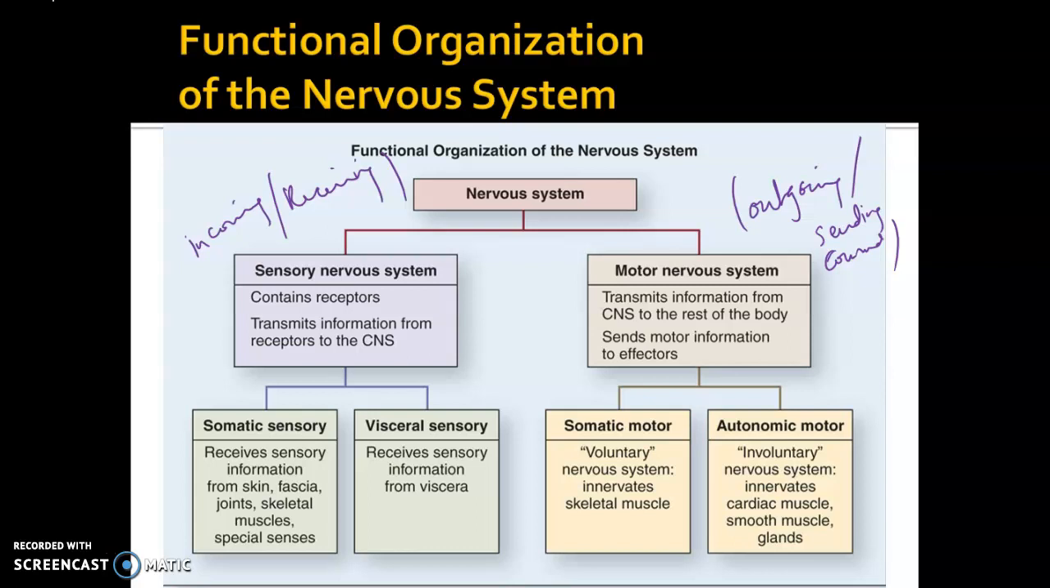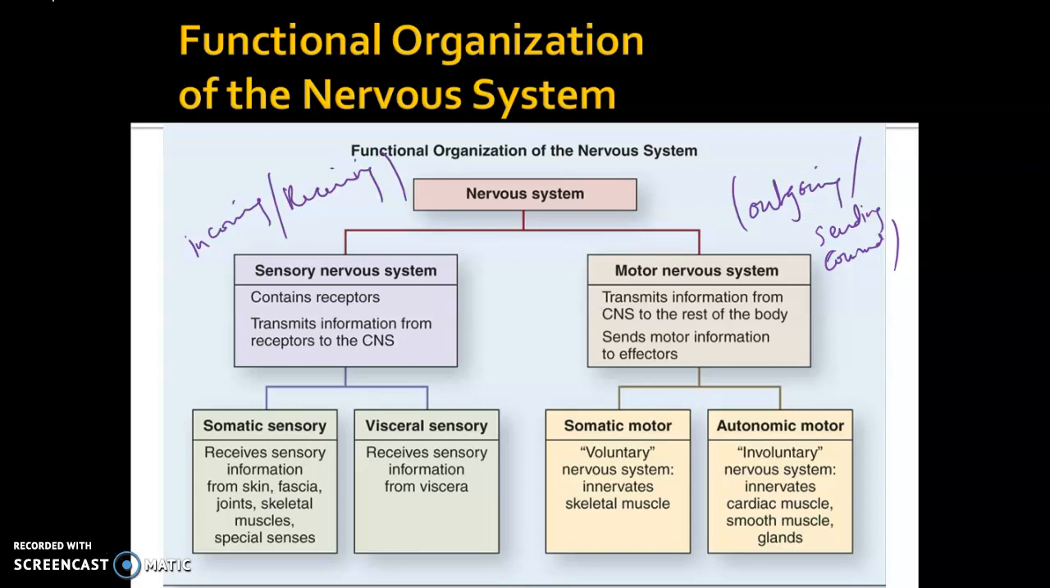We have somatic sensory, which we are very much aware of, and in this case the sensory information comes from our special senses like ear, eyes, nose, tongue, skin, skeletal muscles, joints, superficial fascia of the body. Then we have visceral sensory, where the sensory information comes towards the central nervous system from the viscera, and we are not always aware of these.